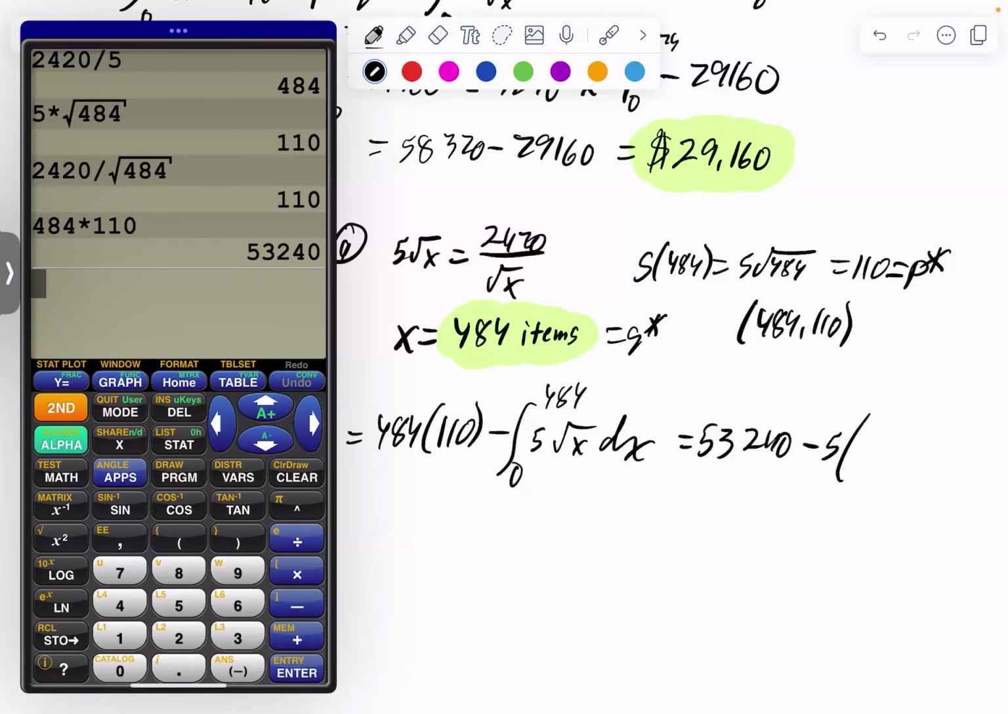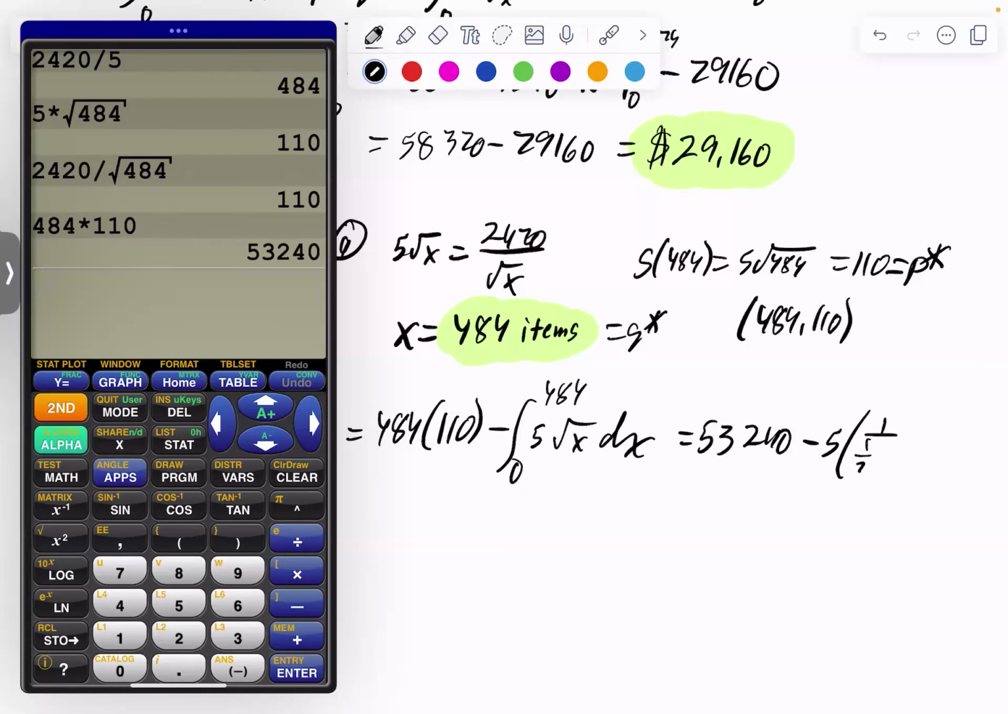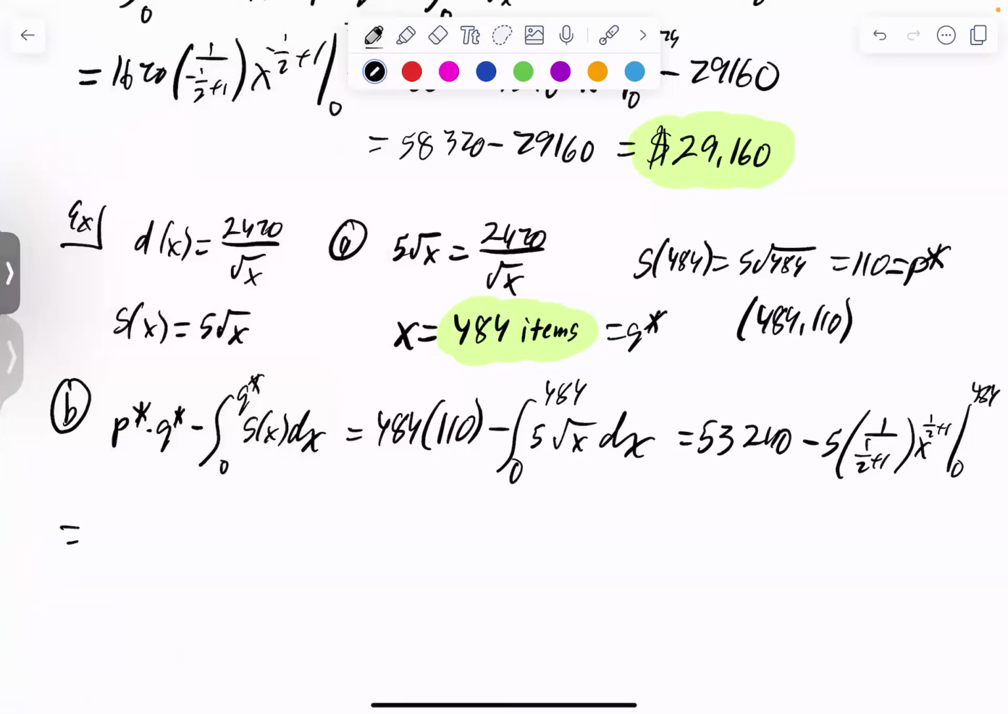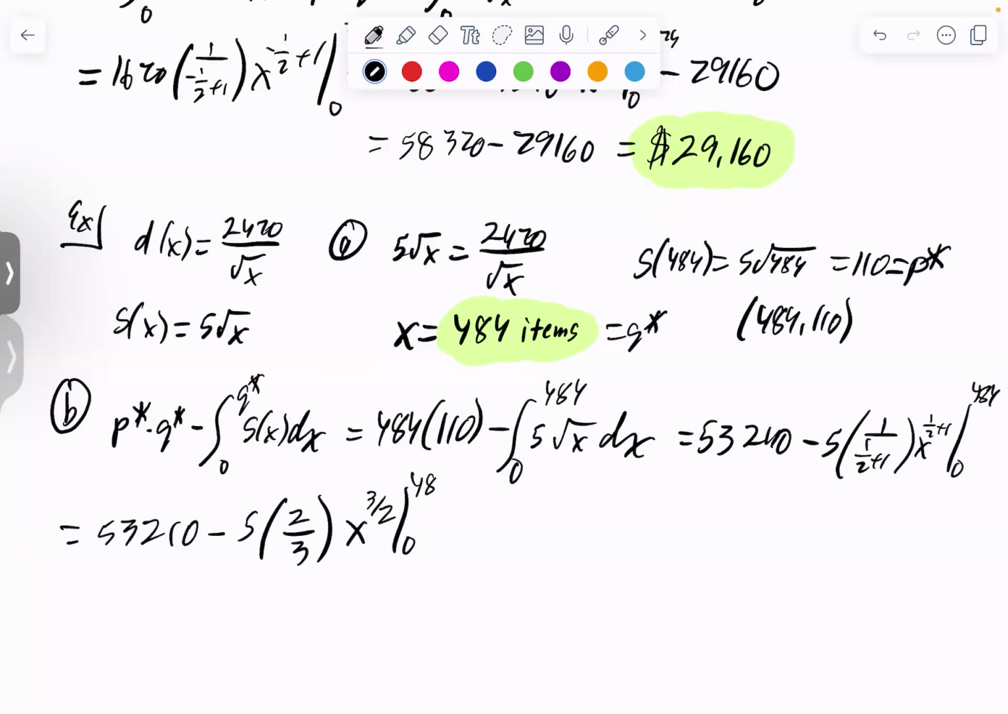And that's x to the 1/2 power. This becomes 1 over 1/2 plus 1, x to the 1/2 plus 1 from 0 to 484. So 53,240. 1/2 plus 1 is 3/2. That becomes 2/3. And then this becomes x to the 3/2 from 0 to 484. Now I want to be clear, 0 to the 3/2 is just 0, so I'm not going to bother wasting my time with that.